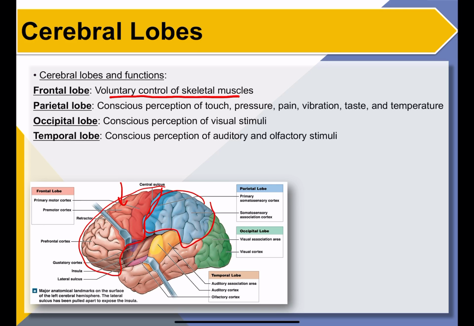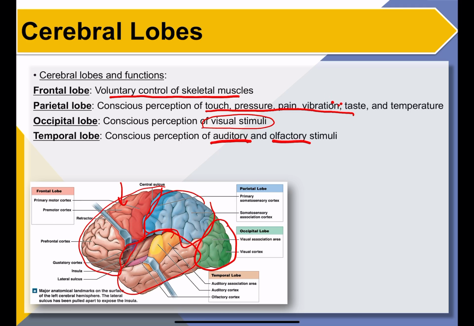Parietal lobe here is for conscious perception of touch, pressure, pain, vibration, taste, and temperature. It's kind of that main area where sensory information will arrive. And then you have occipital lobe, which is mainly for conscious perception of visual stimuli. So all those other senses that are not related to vision are for parietal, and then the temporal lobe is for the other type of sensory information. Temporal lobe right there is for perception of auditory and olfactory stimuli.